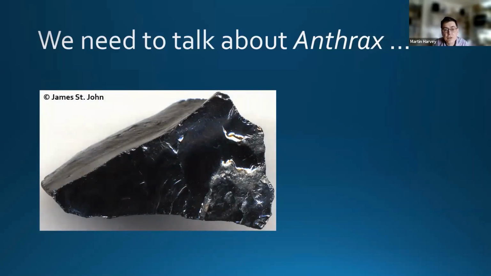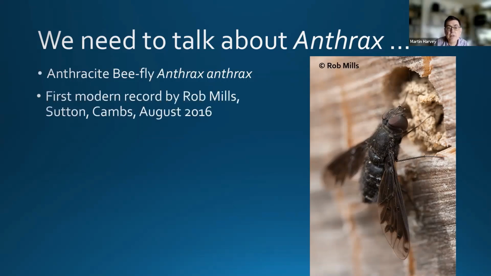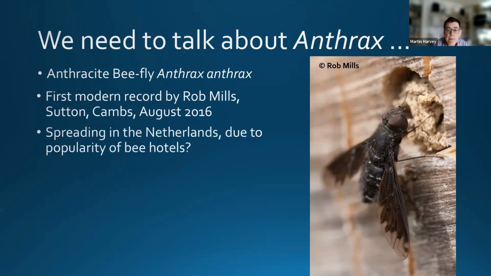But its origin is just to talk about this sort of black substance, and that is an example of the very hard anthracite coal. So based on all that, we decided to call Anthrax anthrax the anthracite bee fly, when it turned up in Britain, which it did very recently. There's a couple of old records that seem to be rather dubious and perhaps didn't come from the UK at all. So the first really proven occurrence in the UK was in 2016, when Rob Mills found it in his garden in Cambridgeshire. This bee fly is another parasitoid of solitary bees, and this time the ones it likes to go for are the mason bees that nest in the bee hotels or in holes in walls. And in the Netherlands, the bee fly has been spreading quite rapidly and seems to be following the popularity of people putting bee hotels out.